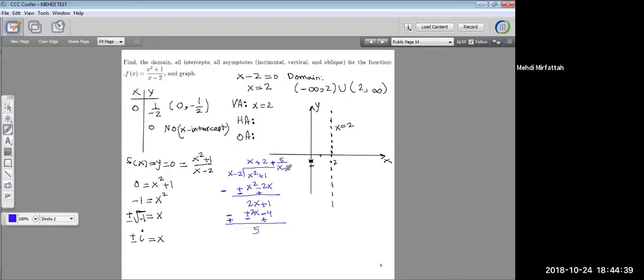As I increase the value of x, this 5 over x minus 2 would be almost 0. So we are only left with x plus 2. So your oblique asymptote would be y is equal to x plus 2. There is no horizontal asymptote. If you did divide each term here by x squared, you would see there is no number you can find for that, so it would be none here.